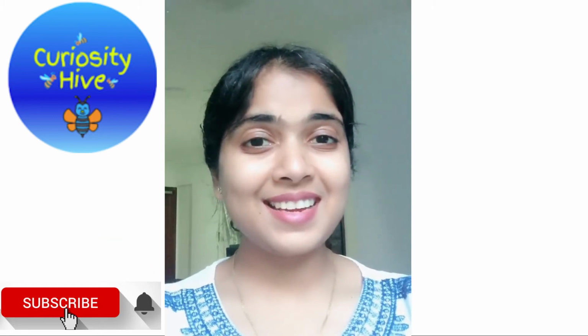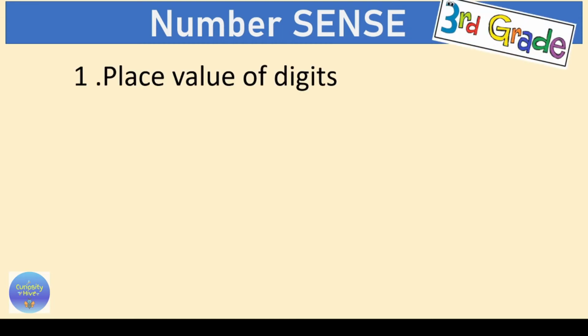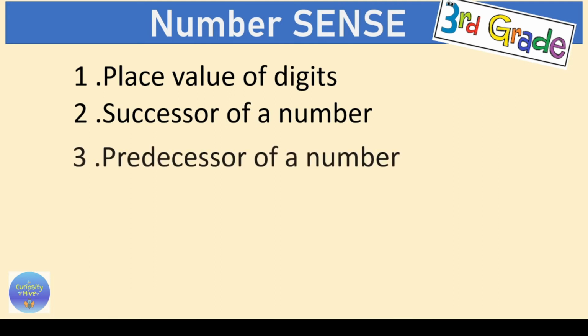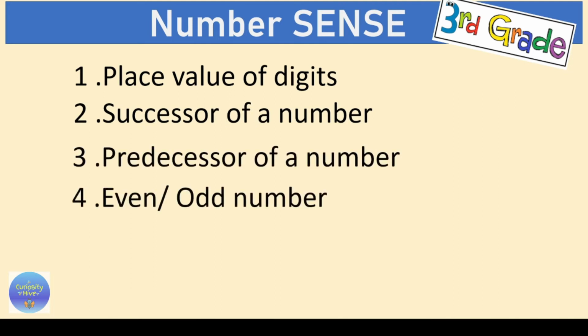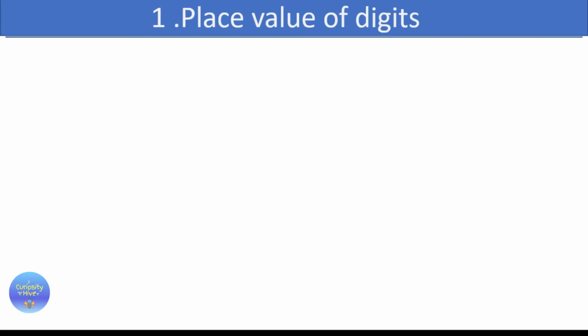So let's get started. The topics that we are going to cover in this chapter of number sense for third graders are place value of digits, successor of a number, predecessor of a number, even odd number, ordinal number and expanded form. So let's start with the first concept of place value of digits.